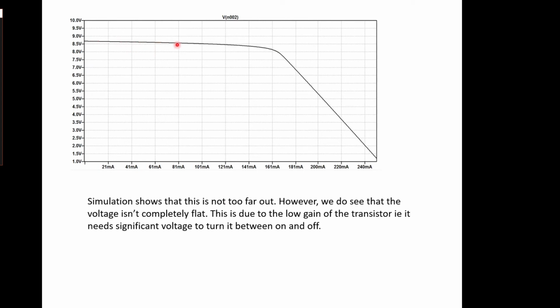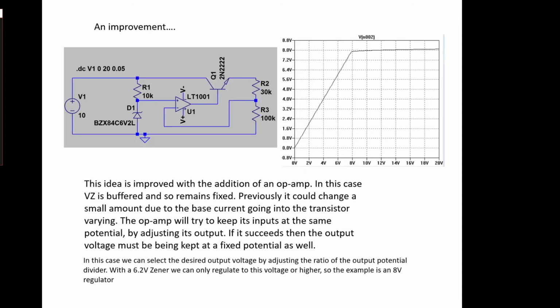Not completely flat, and that's just down to the gain of the transistor not being huge. If we had something with higher gain, we can make a much better circuit. And one way of doing that is to include an op-amp in the circuit. This allows us to not have a variation in voltage at this point.